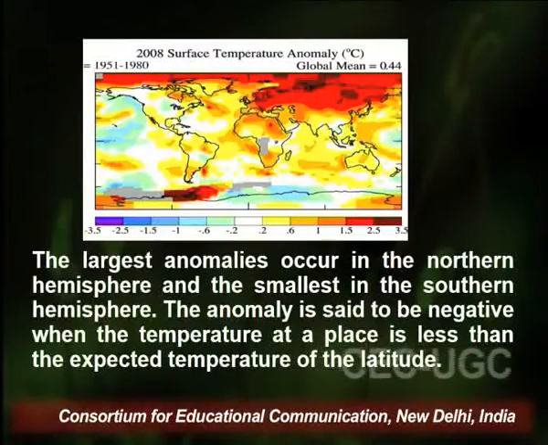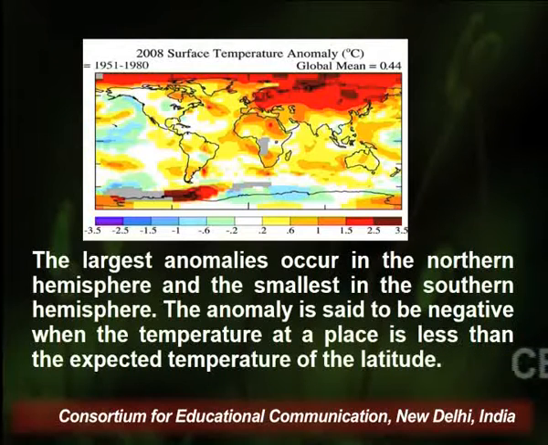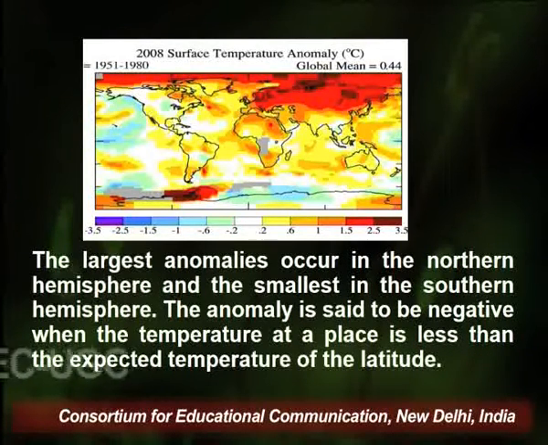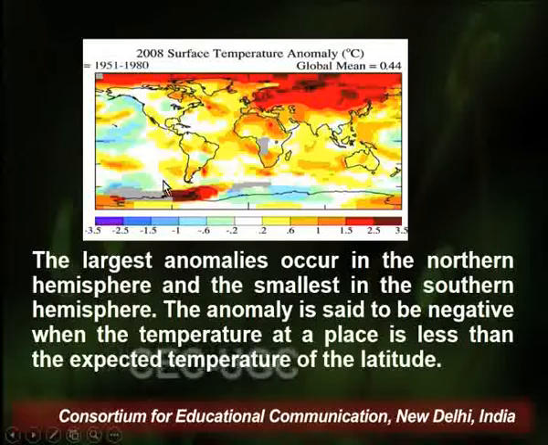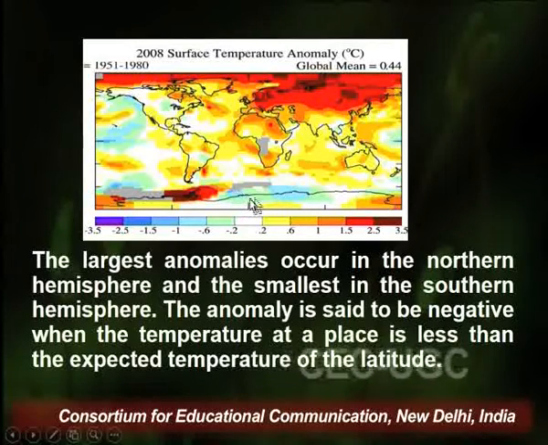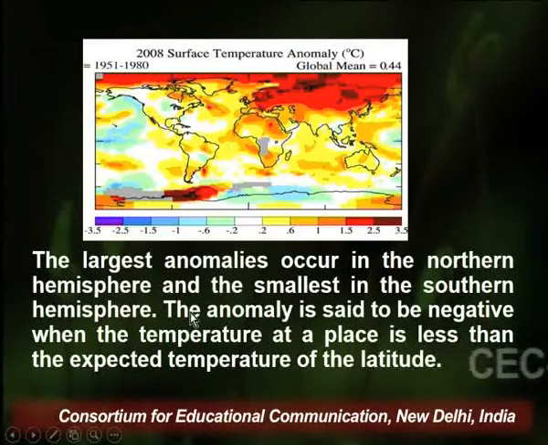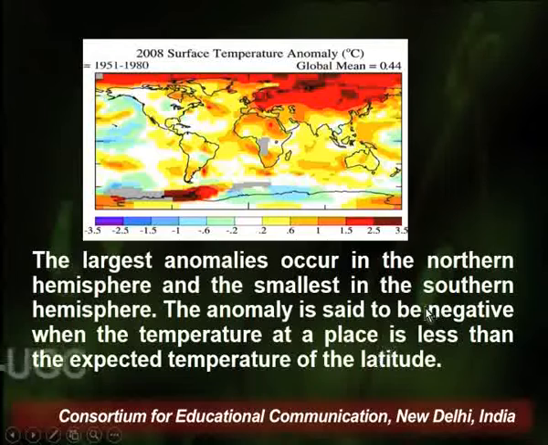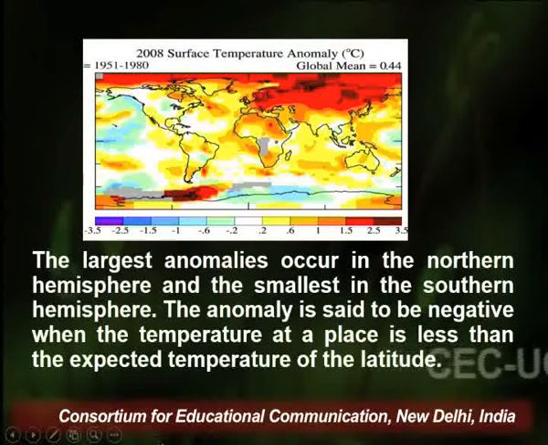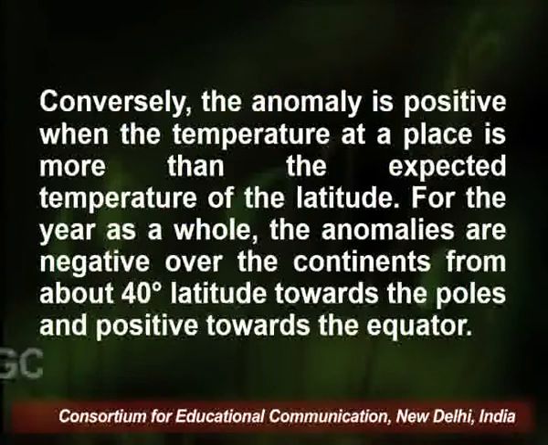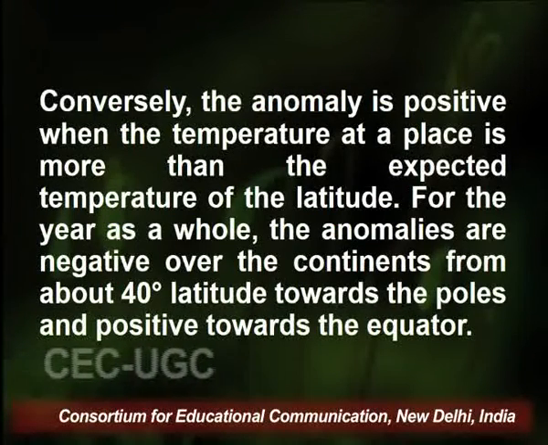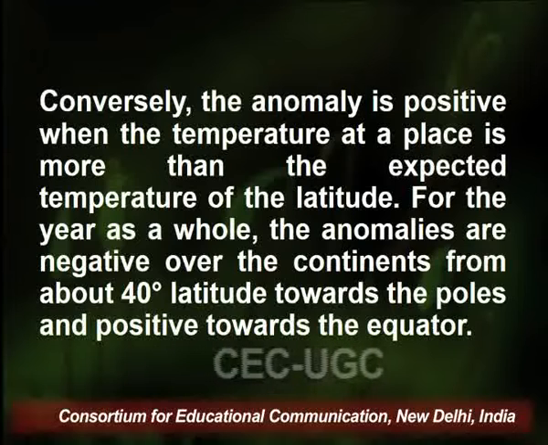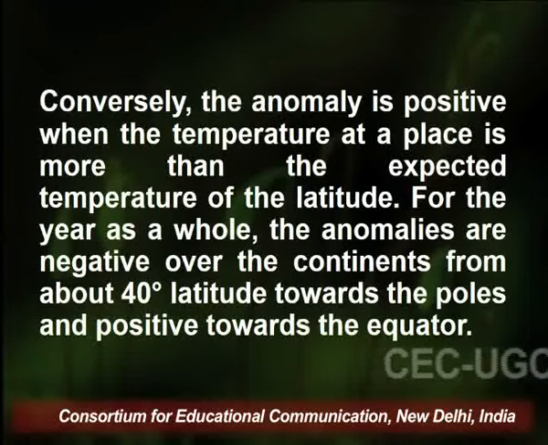The largest anomalies occur in the northern hemisphere and the smallest in the southern hemisphere. Now, if we see in this slide, the anomaly is said to be negative when the temperature at a place is less than the expected temperature of that particular latitude. Conversely, the anomaly is positive when the temperature at a place is more than the expected temperature of a latitude.